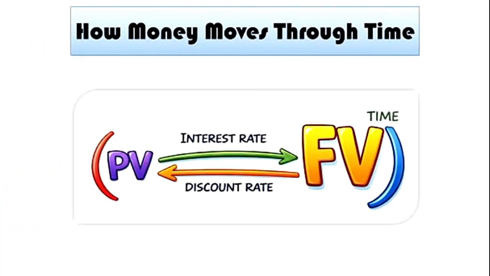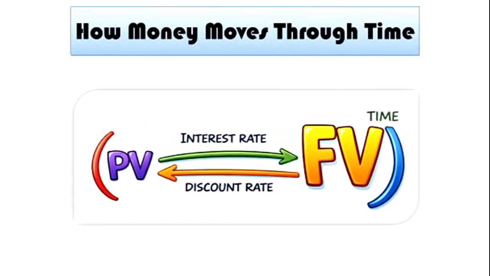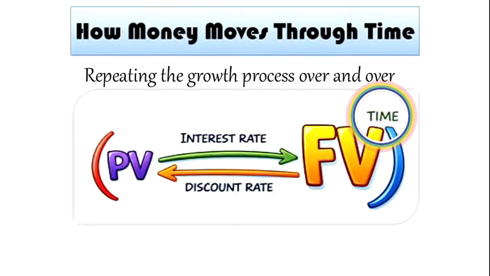This visual shows how money moves through time. We start on the left with present value, or PV. That is money today, the amount you have right now. When we apply an interest rate and allow time to pass, money moves forward. That top arrow represents compounding. Each period, the value builds on itself. As this process repeats, present value turns into future value, or FV. Time plays a key role here. It's not just passing. It's repeating the growth process over and over, which is why value changes.